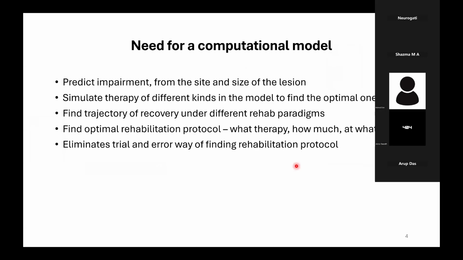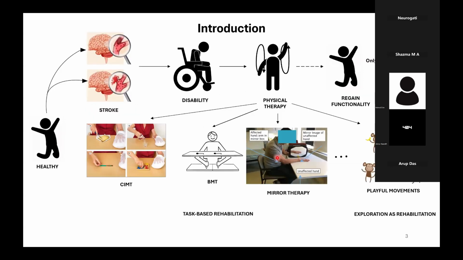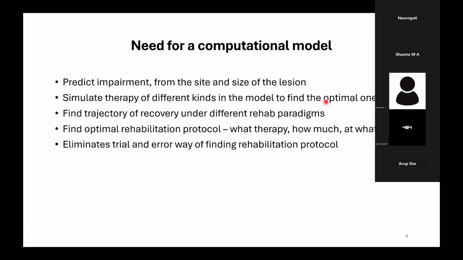This is one of the reasons for a computational model. The other reasons are, now let's say you know the place where the lesion, that is the stroke, has occurred and the size of the lesion using imaging techniques. But you have no idea what the impairments are going to be. A computational tool will be able to predict the impairment even before the patient is stabilized and can be discharged from the ICU. The other is, once the impairment is predicted, we can simulate different types of therapy, as I have shown here, and see which of these is going to be the most optimal one to give recovery to them, and also see the trajectory of this recovery under different rehab paradigms.